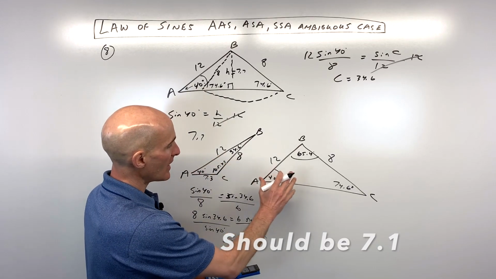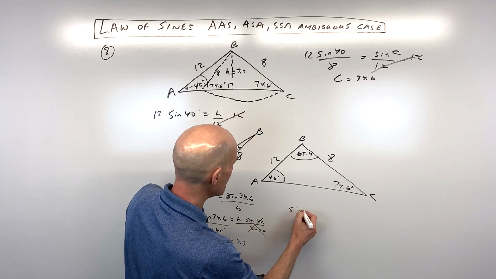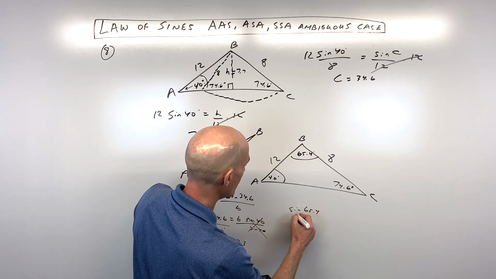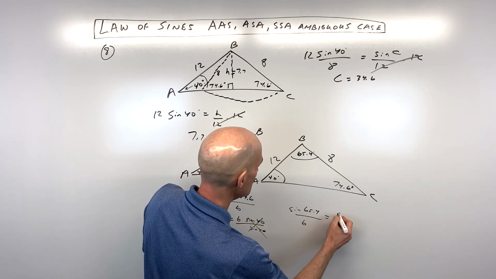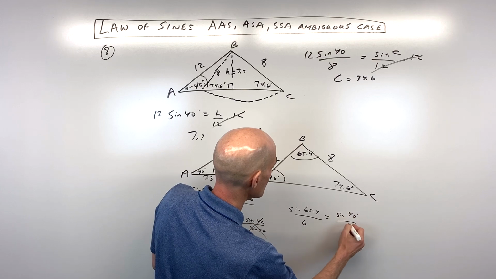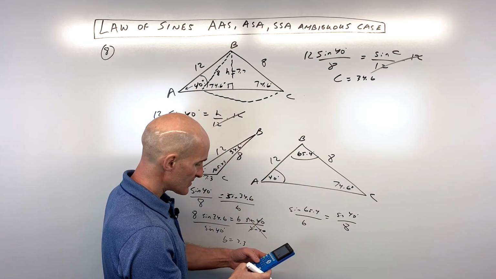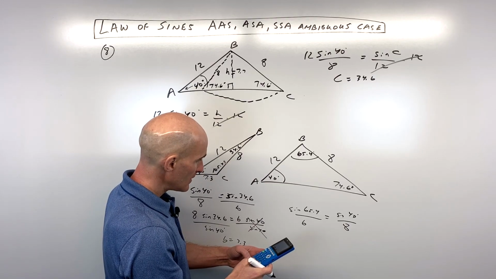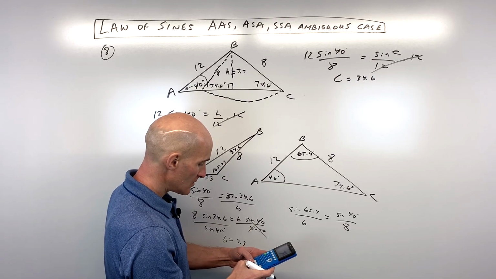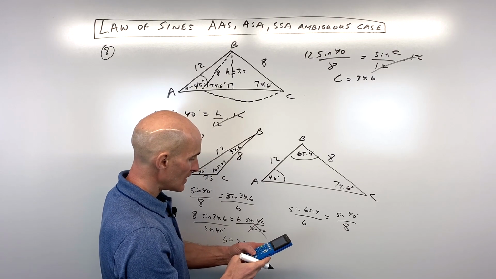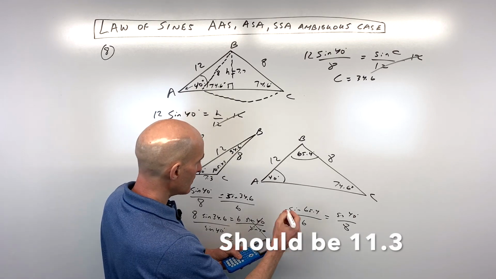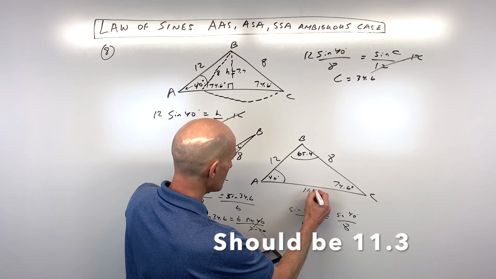We solved that triangle. This one over here, same thing. We've got sine of 65.4 over side B equals sine of 40 degrees over 8. So let's cross multiply and solve. So we've got 8 times the sine of 65.4 divided by the sine of 40. Okay, and so we've got 11.4 if we round.